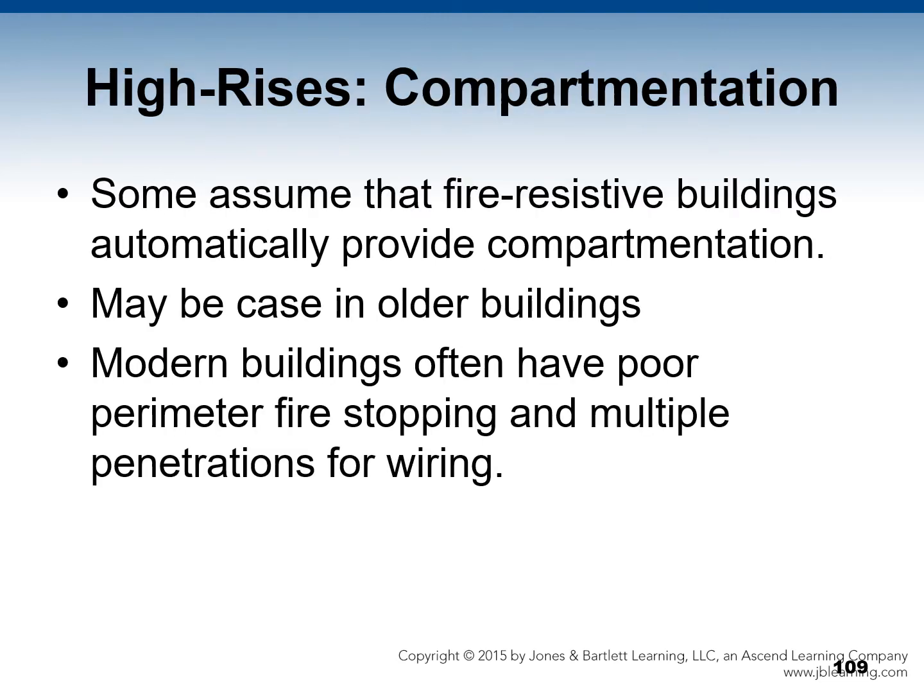Let's talk about compartmentation. Some assume that fire-resistive buildings automatically provide compartmentation. This is often the case in older buildings, like the Chrysler Building, the Empire State Building, the Woolworth Building. All those are in New York City. There are plenty of other examples. And compartmentation is often the case in older buildings, just because of the way they're constructed. But modern buildings often have poor perimeter fire stopping and multiple penetrations for wiring.